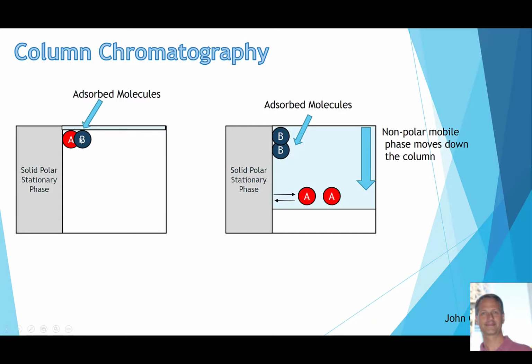So here we have our two compounds A and B. They're on the top of our column now. Now we're going to add our mobile phase. As that mobile phase, in this case hexane for example, comes through our column, the components of our mixture that have similar intermolecular forces to hexane, right, the nonpolar solutes, are going to pull off of that stationary phase and move faster with the solvent. The compounds that are more polar will bind and adhere stronger to the stationary phase.